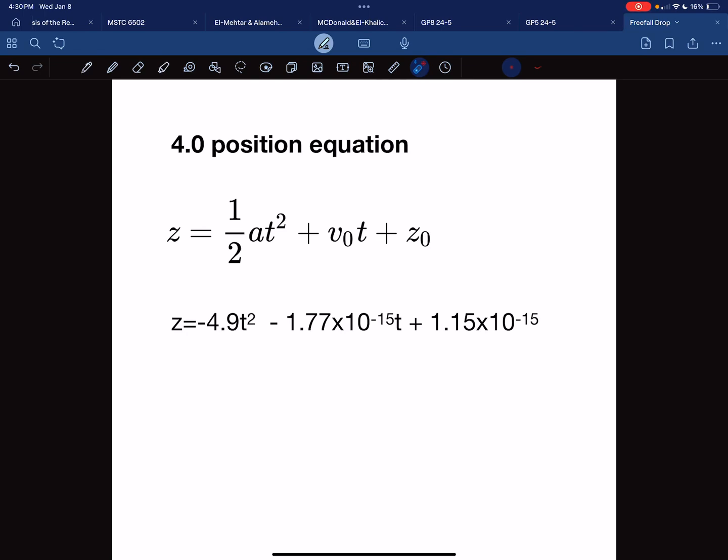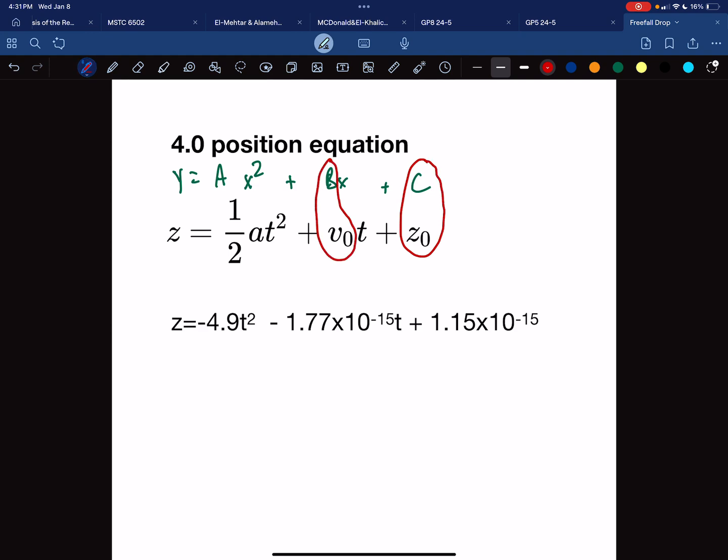What we saw in the last segment was that the graph was a parabola, and that leads us to the position equation. Now, the equation of a parabola is y equals ax squared plus bx plus c. And what we've seen previously is that when we line these equations up with each other with the equation for an object experiencing constant acceleration, this c is the starting position, the b is the starting or initial velocity, and this coefficient in front of the x squared is 1/2 the acceleration.